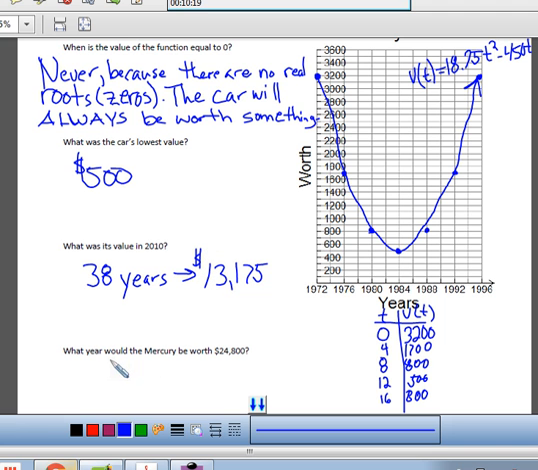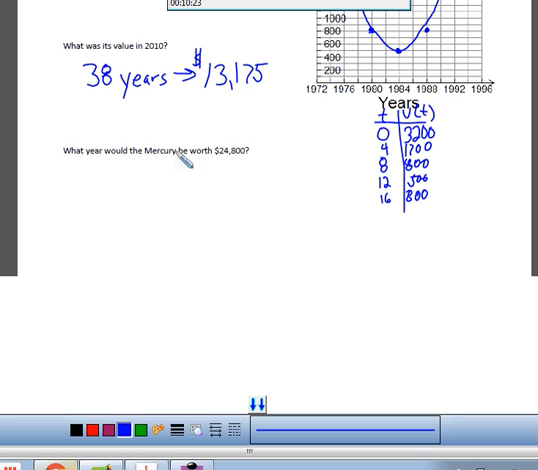And then the last one, what year would the Mercury be worth $24,800? Either look it in the table or plug this in for V of t, and that's going to be at 48 years, which is 2020. Hasn't happened yet. Alright? Okay, one more problem we're going to do on page 54. Excuse me, do together, not on our own.